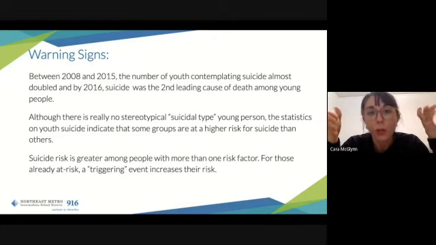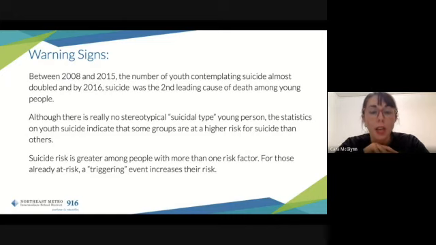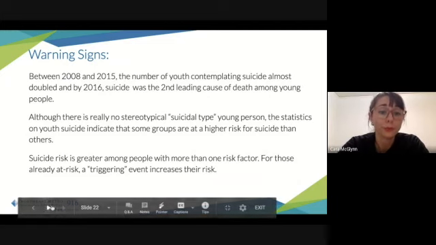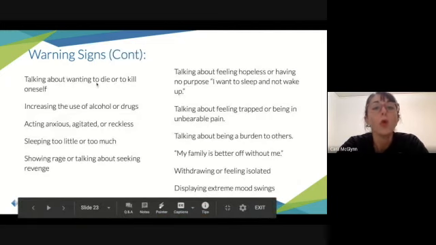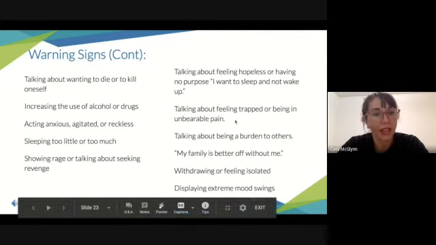And here I really want to explicitly name warning signs that are connected with youth that are potentially contemplating death by suicide. We know that this is on the rise. This data is from 2016, and I think it's still applicable. I also want to highlight that there's no stereotypical suicidal type of young person. Really, anyone at any point can contemplate death by suicide. When we are thinking about warning signs, these are major red flags.